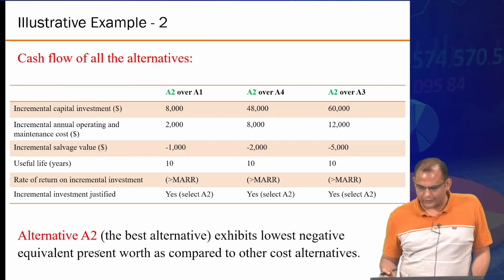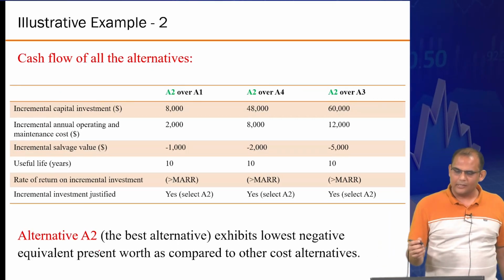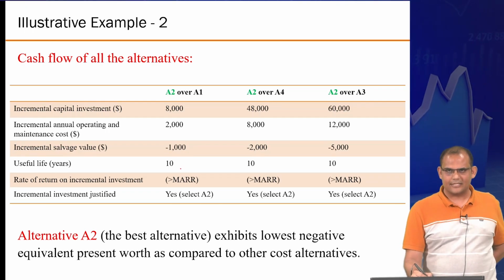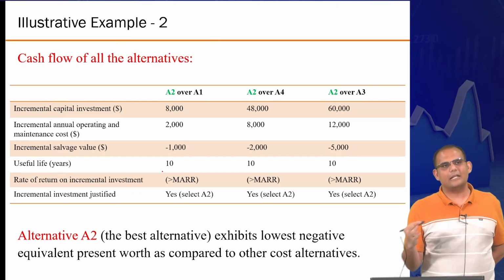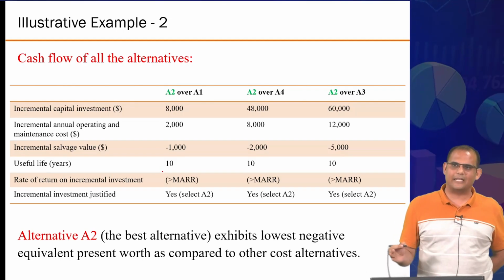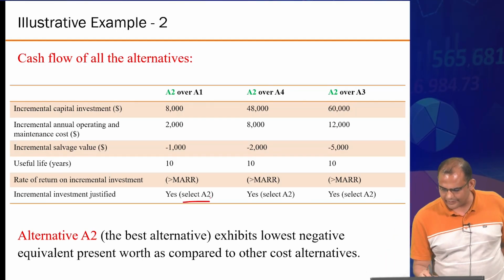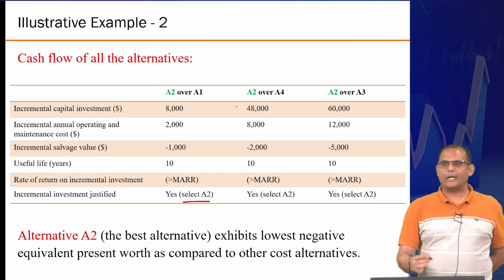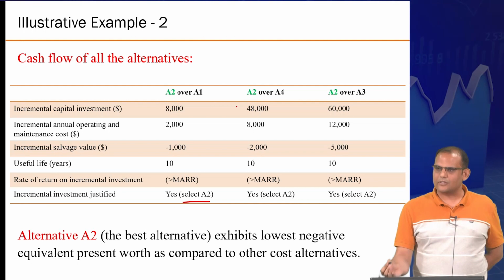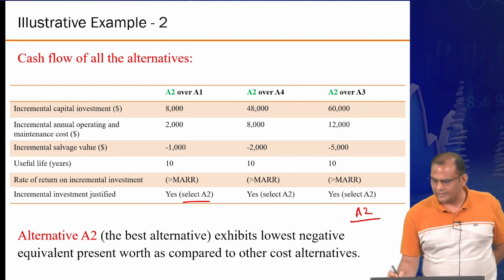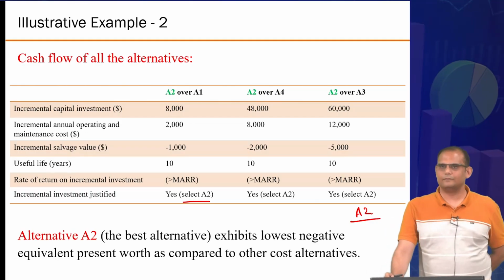So you can actually make this kind of a table. In A2 versus A1, your incremental cash flow series are like this. Your incremental rate of return is at least MARR, which you have established clearly by the calculation. Therefore, A2 is selected between A2 and A1. Then A2 is also selected between A2 and A4. And then A2 is also selected between A2 and A3. So overall, your A2 becomes the best alternative. Clear?